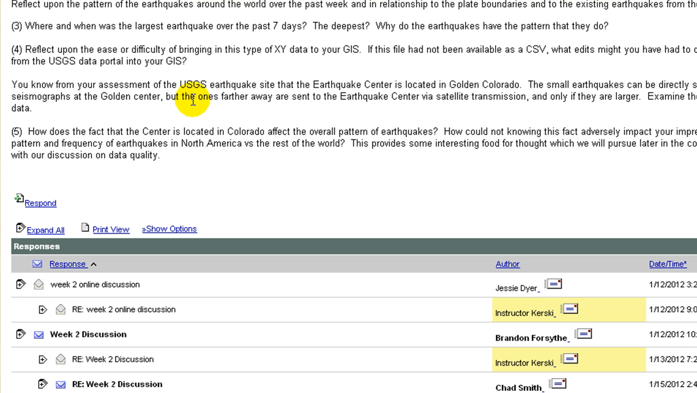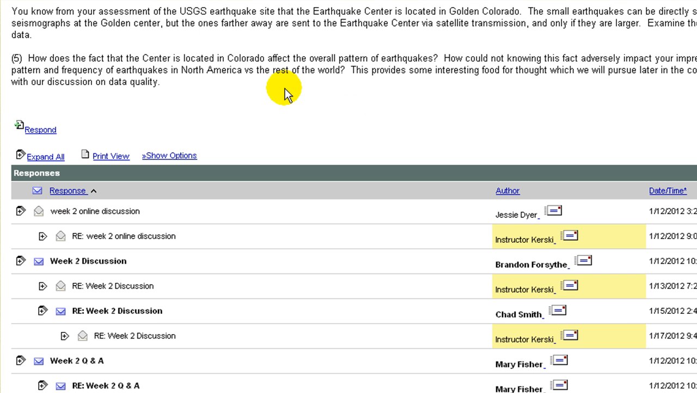You know from your assessment of the USGS earthquake site that the earthquake center is located in Golden, Colorado. The small earthquakes can be directly sensed by the seismographs at the Golden Center, but the ones farther away are sent to the earthquake center via satellite transmission, and only if they are larger. Examine the pattern of your data. How does the fact that the center is located in Colorado affect the overall pattern of earthquakes? How could not knowing this fact adversely impact your impression of the overall pattern and frequency of earthquakes in North America versus the rest of the world?